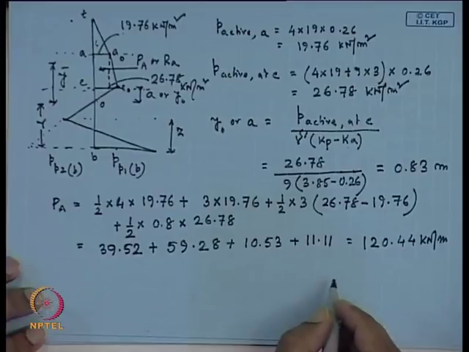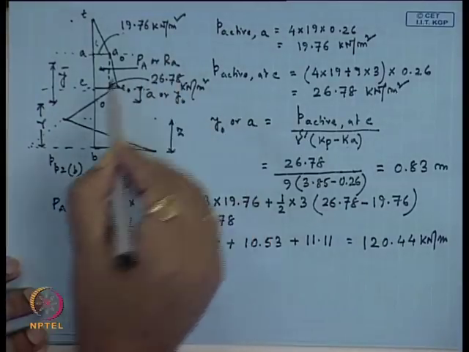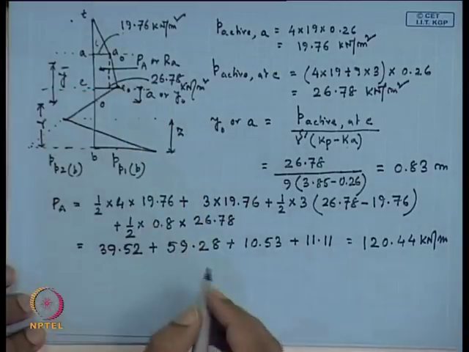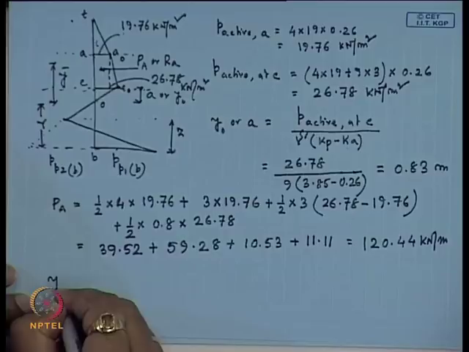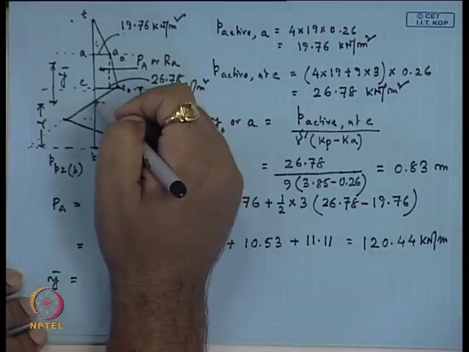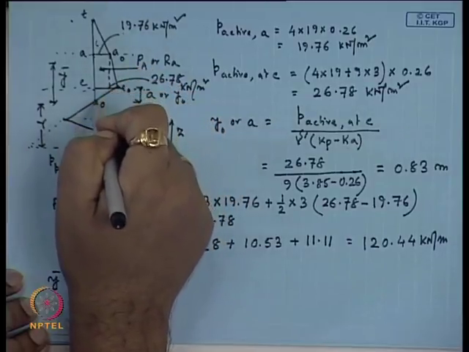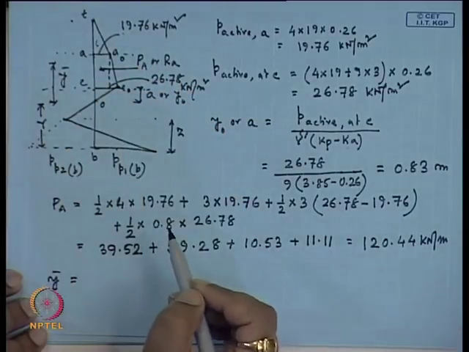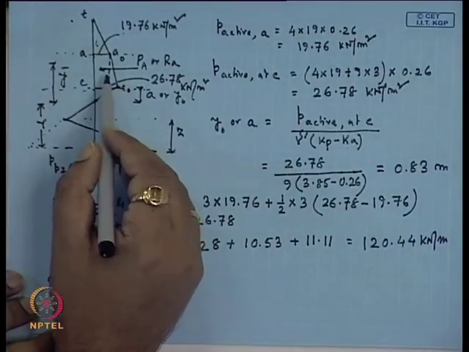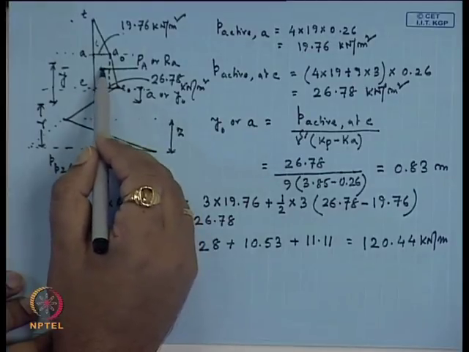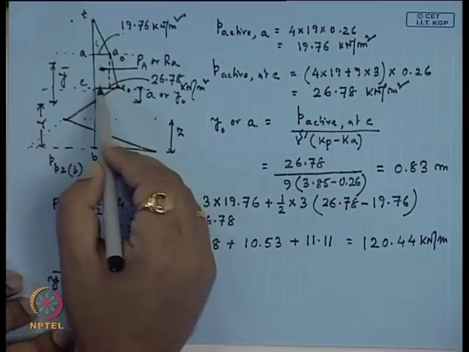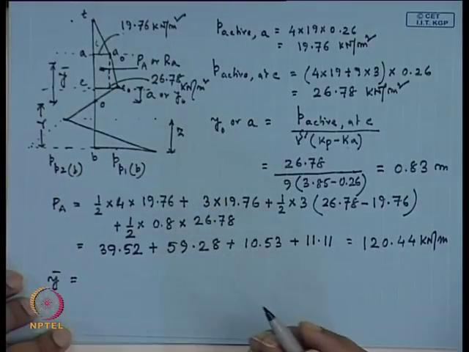Next, this P A or R A value is known. Next, we will determine the value of small y bar. For small y bar, we will take the moment of the areas with respect to point O. The distance of the force acting at different areas from the O point has to be multiplied with the force of each area, and you have to divide it by the total force.